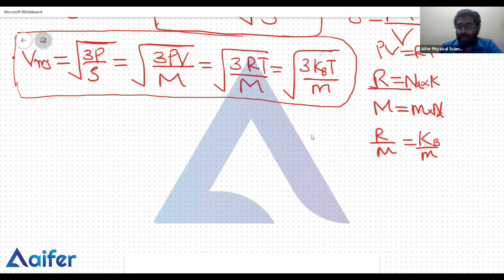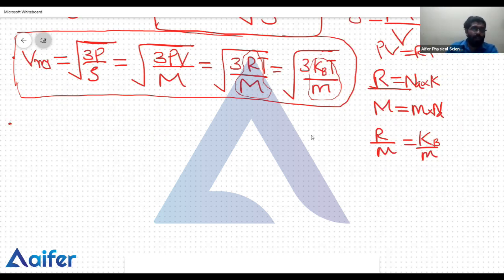You should be very careful about these two types. This one deals with a single molecule, so for a single molecule kB comes into play. For a group of molecules, R comes into play: R by M, kB by small m. You should be careful, where kB is the Boltzmann constant and R is the universal gas constant.